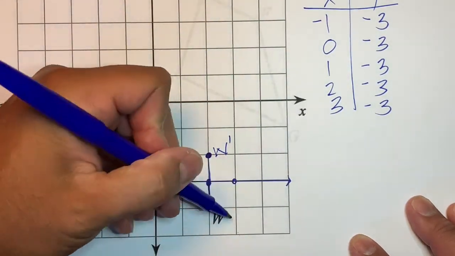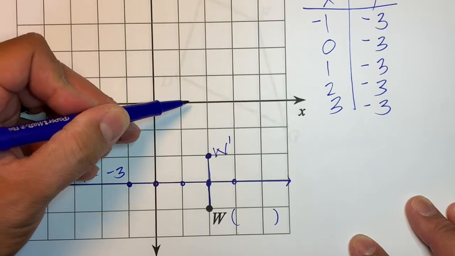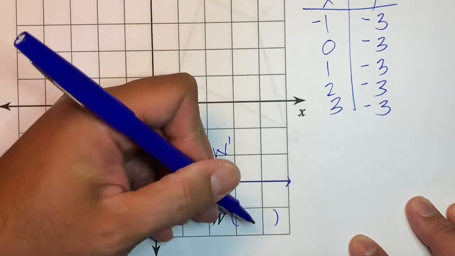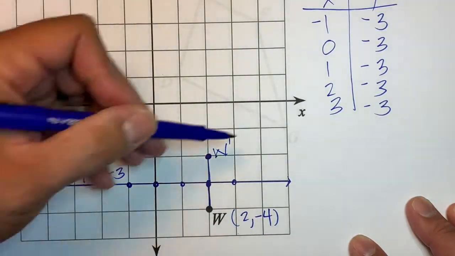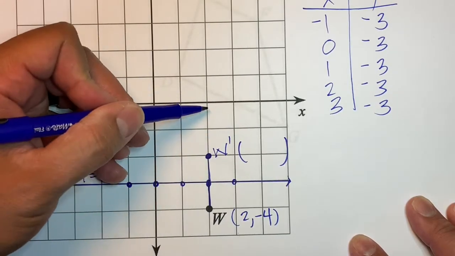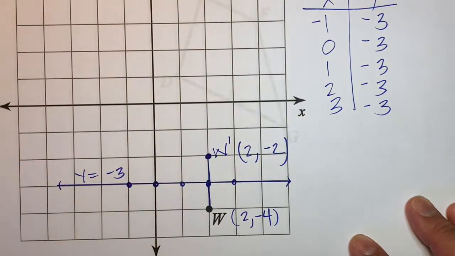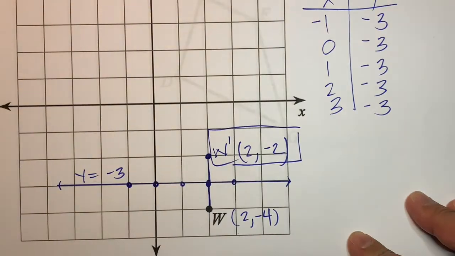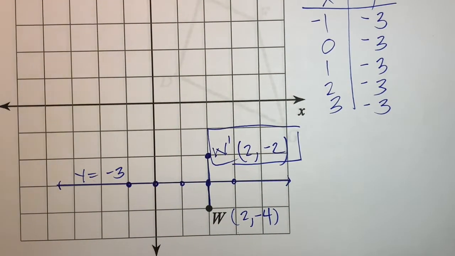And let's figure out the coordinates of these 2 points. Here's W, which is at 1, 2, then -1, -2, -3, -4. So W is at 2, -4. W prime is at 1, 2, and -1, -2, so 2, -2. So this would be our new location when we reflect W over y equals -3.